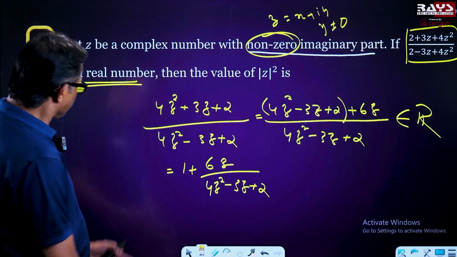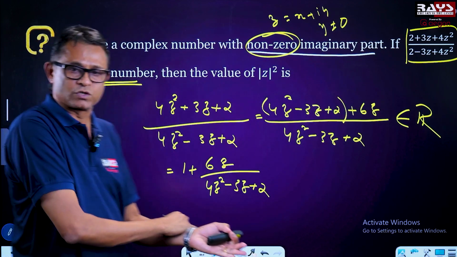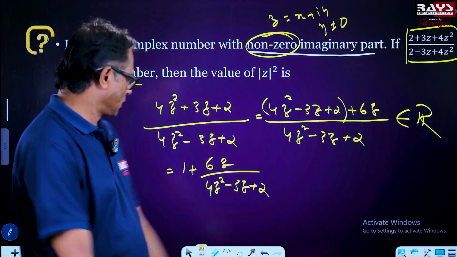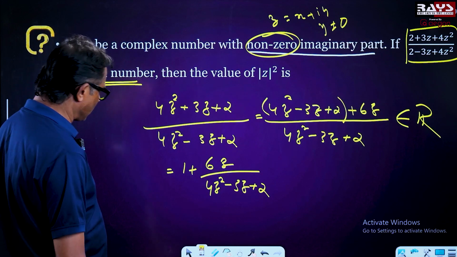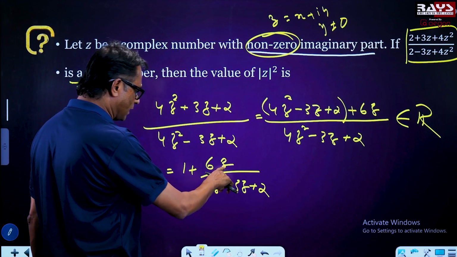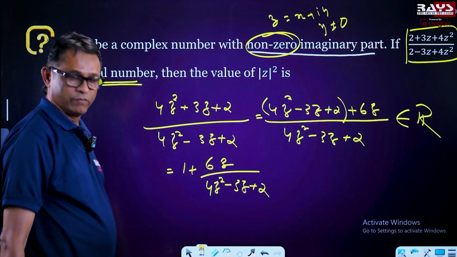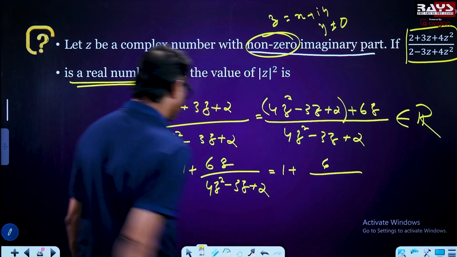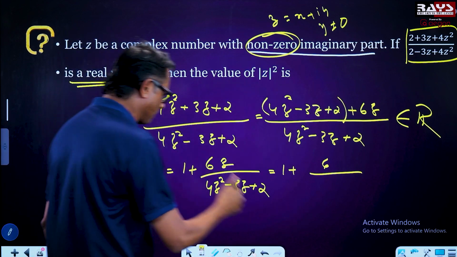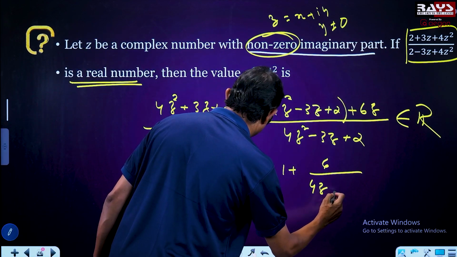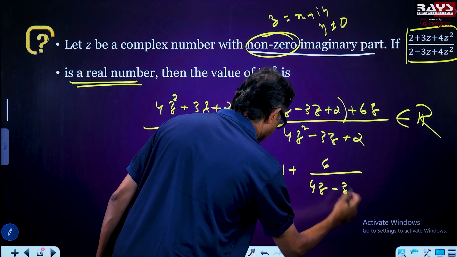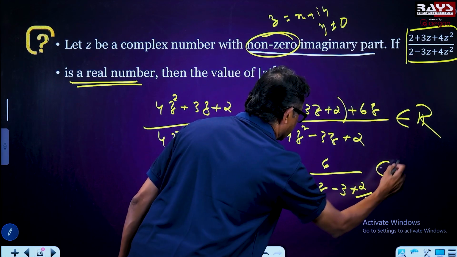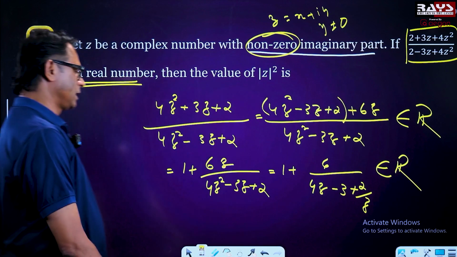So that means if you remove this 1 also, the remaining will be a purely real number. The remaining is a real number. So what I am going to do is I'm taking this z downwards. That means this can be written as 1 plus 6 by, so dividing by z, you will be getting 4z minus 3 plus 2 by z. That is a real number. Okay, that is a real number.